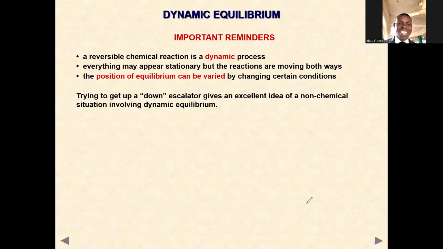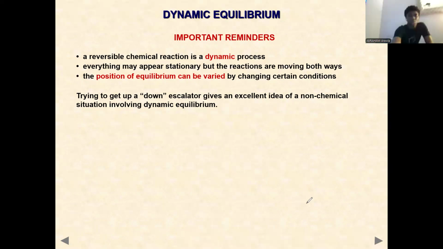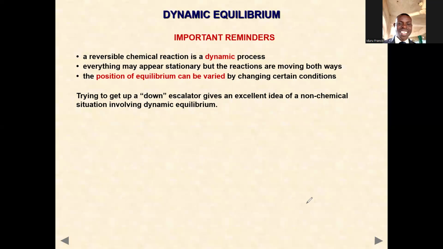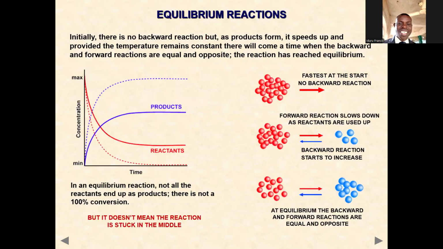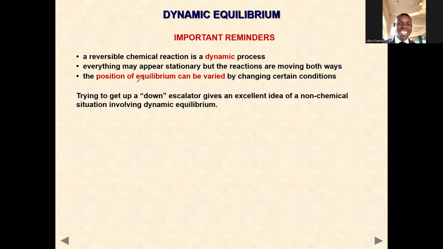Important reminders. A reversible chemical reaction is in dynamic equilibrium, a dynamic process. Everything may appear stationary, but the reactions are moving in both ways. Okay, that's one. Now, the position of equilibrium can be varied by changing certain conditions. So we have brought in another concept here, the position of equilibrium.